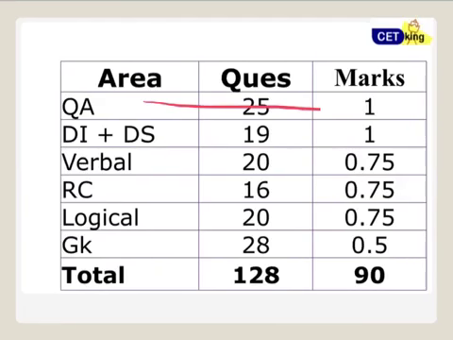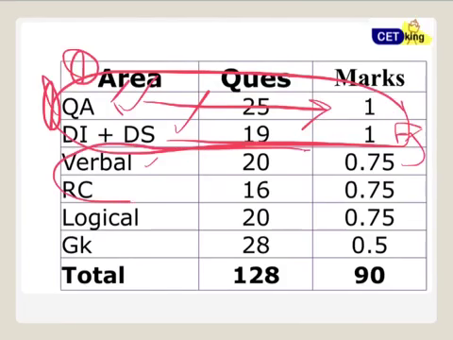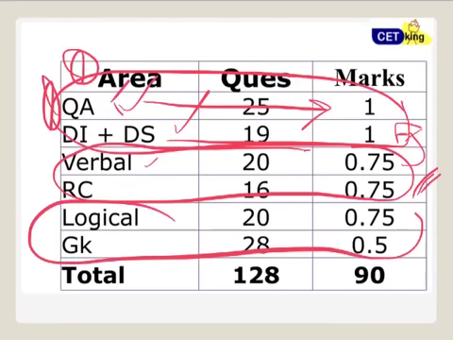The Quant section has 25 questions, 1 mark each. Quant and DI are 1 mark each, which makes them the most important areas. For every Quant question you do, you get 33% more marks than what you get in verbal. So it makes more sense to spend more time on Quant and DI rather than on verbal. Followed by verbal and RC, 35 questions in all, but 40.75 marks. Logic and GK are again the last 2 areas.